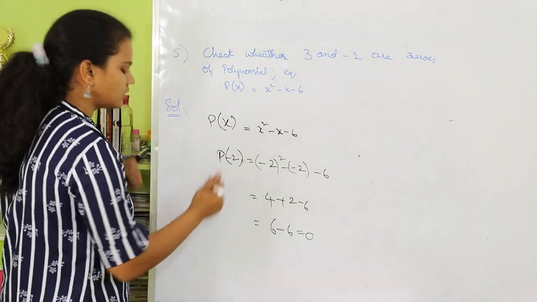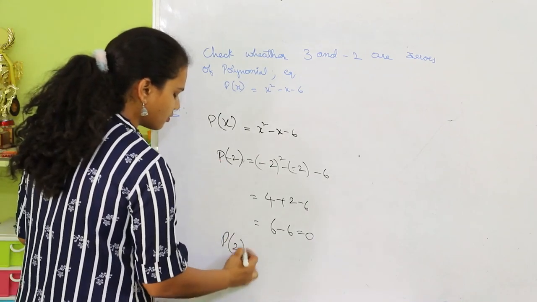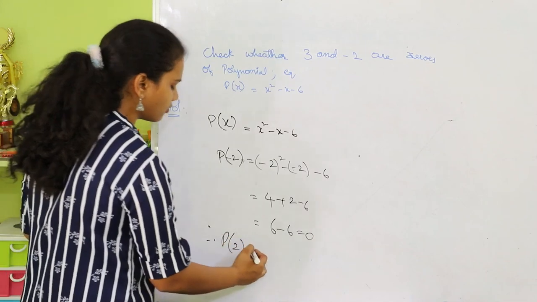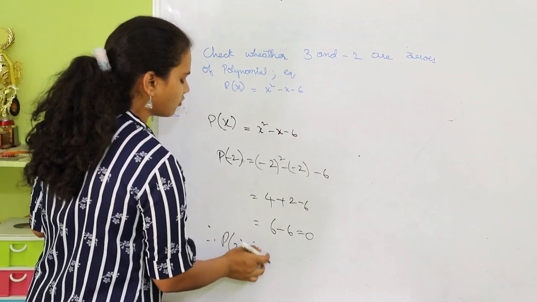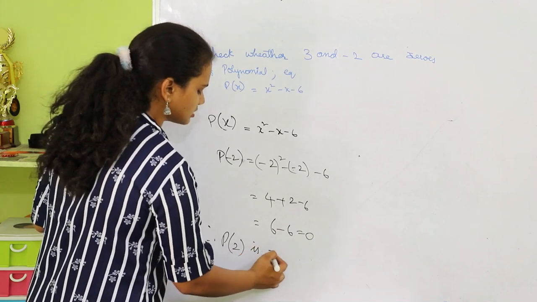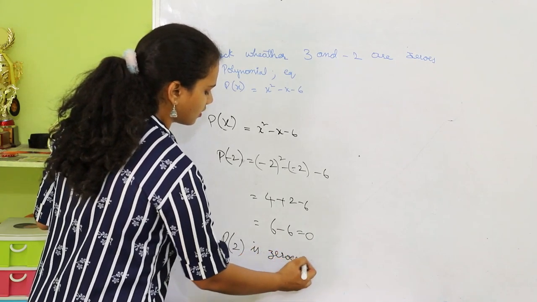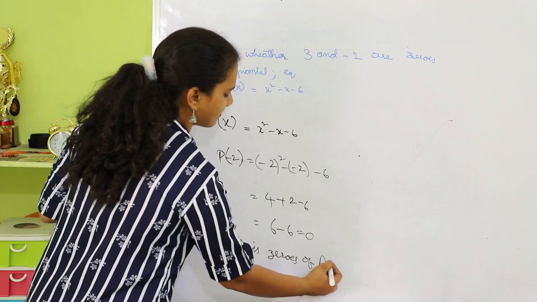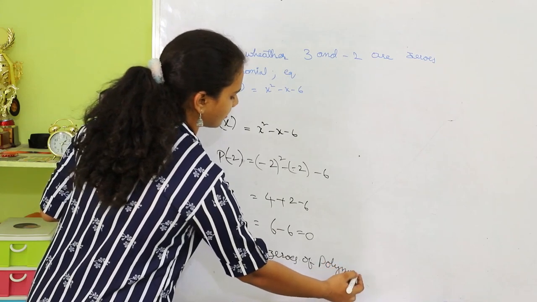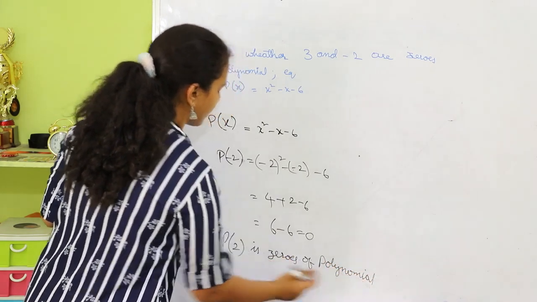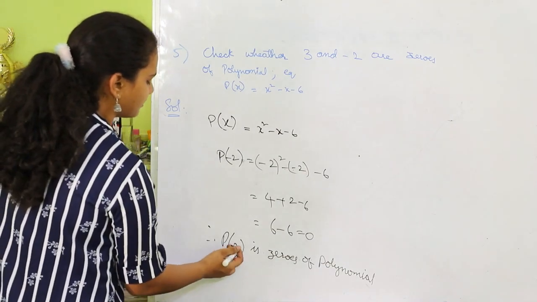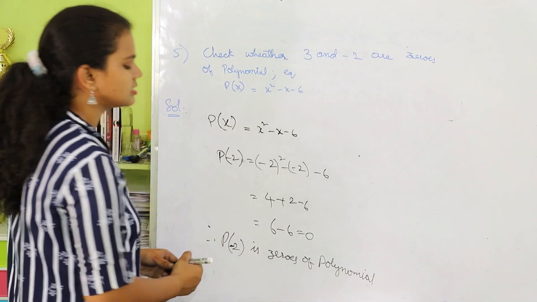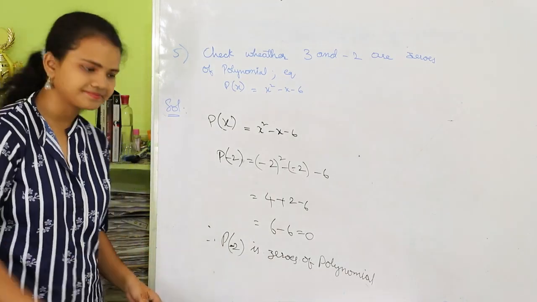So we got 0 for minus 2. Therefore, for the given equation, minus 2 is also a zero of the polynomial. So I can say that p of 3 and p of minus 2 are the zeros of the polynomial. Clear? Thank you.